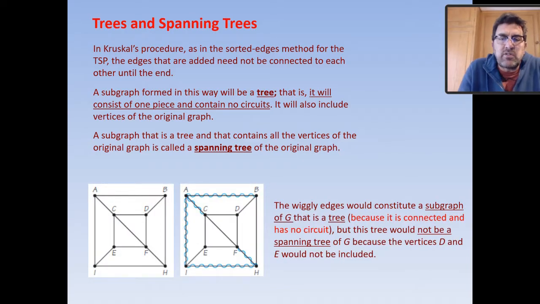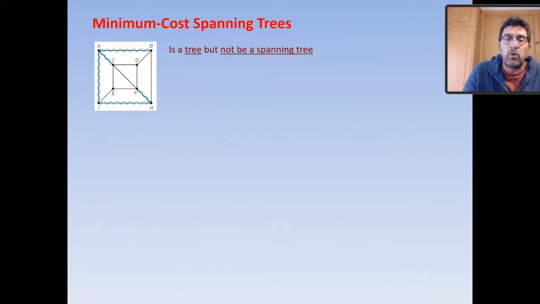We have that graph. If we look at the wiggly edges, the blue edges on the graph there, then we can see that we haven't included the vertices D and E. So in relation to the original graph, that is only a tree in the original graph. It's not a spanning tree because it does not include all the vertices. It's a tree but not a spanning tree.